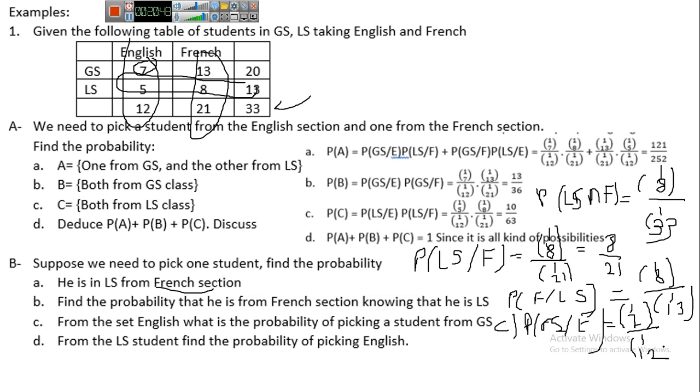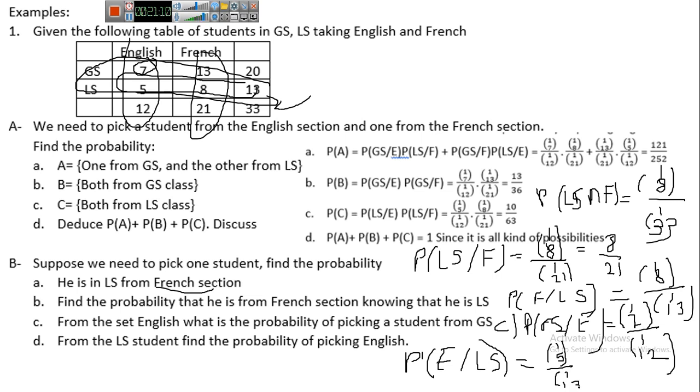And the last one, from LS student, knowing LS, find the probability of picking English. So now LS is the universe again. I want English, so I have 5. So 1 out of 5 over 1 out of 13.